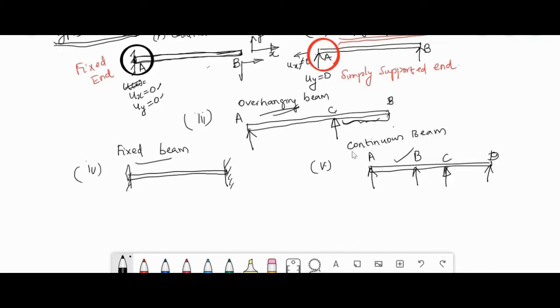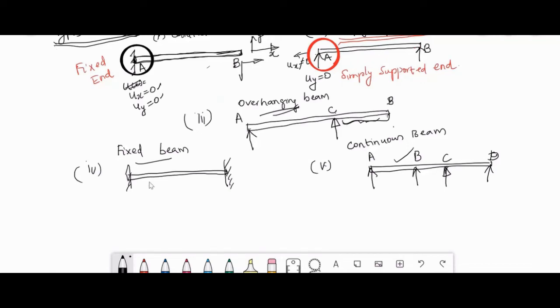You see that now the types of beams are: one is the cantilever beam, which looks like this. The second type is the simply supported beam, with support at both the ends, where the transverse displacement is only constrained. The third type is the overhanging beam. Beyond the support you have some distance where the beam is extended, but at the free end you don't have any support. So this portion is called the overhanging portion, and this type of beam is an overhanging beam.